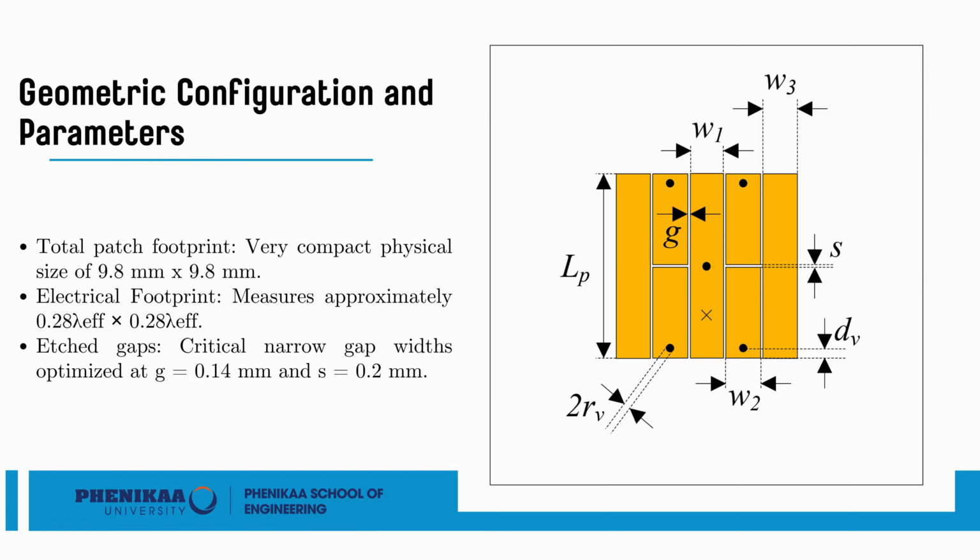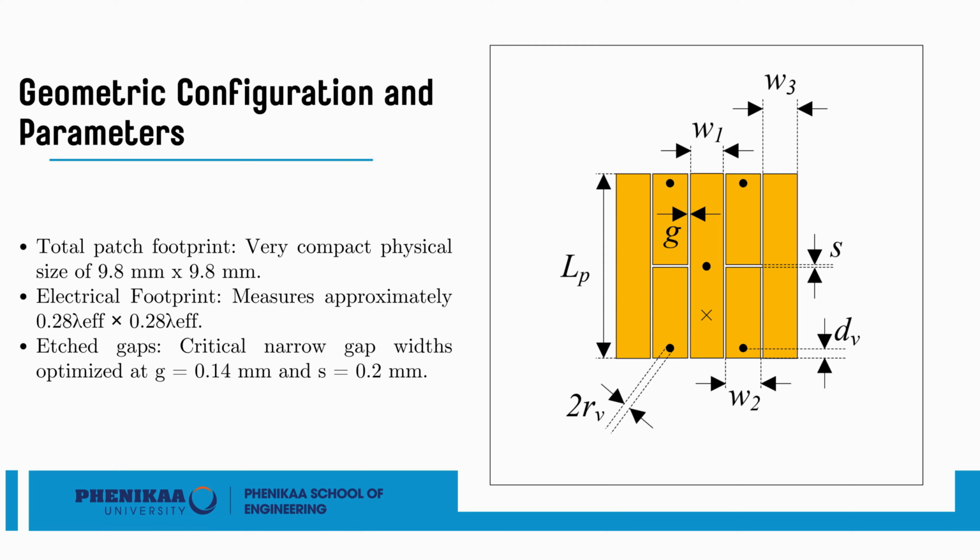The final physical geometry of our optimized radiating patch is square, with outer dimensions of 9.8 mm by 9.8 mm. In terms of electrical size, this translates to a very compact footprint of just 0.28 lambda effective by 0.28 lambda effective at the 4.5 GHz design frequency. The critical internal gaps between the segmented sections are tightly controlled, with a longitudinal gap width G of 0.14 mm and a transverse slot width S of 0.2 mm.